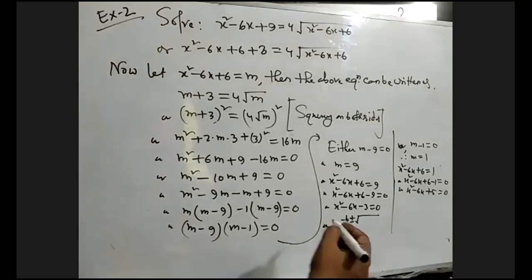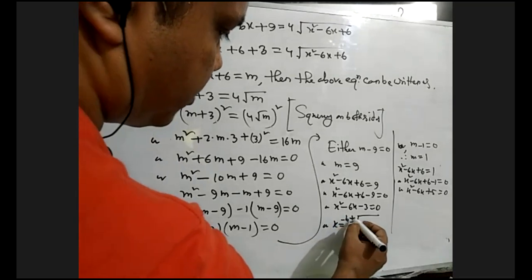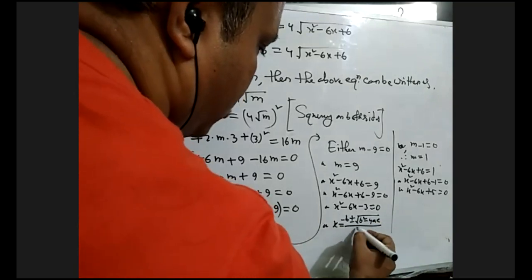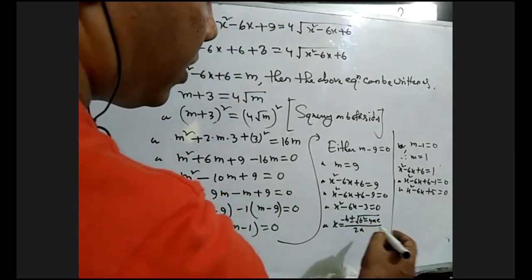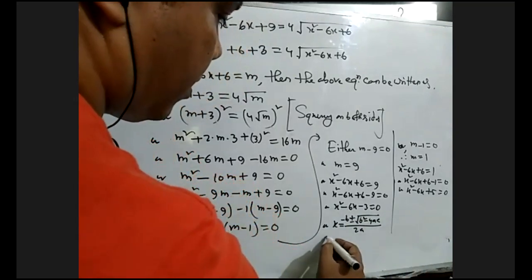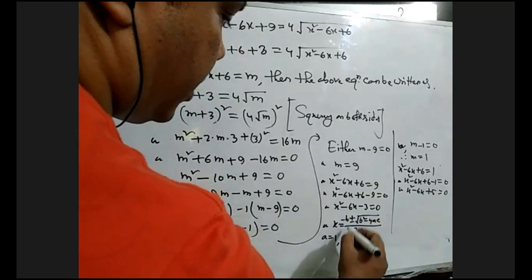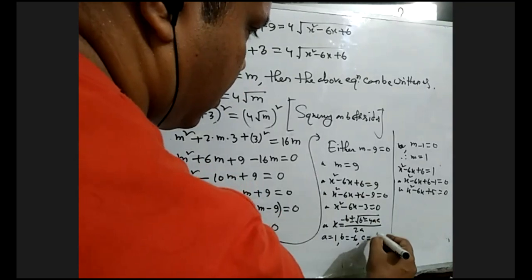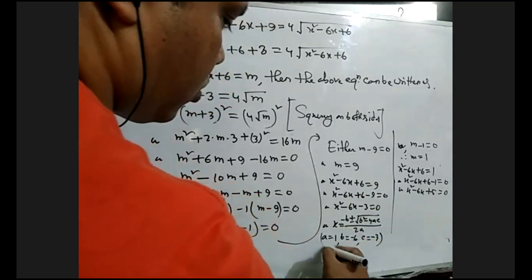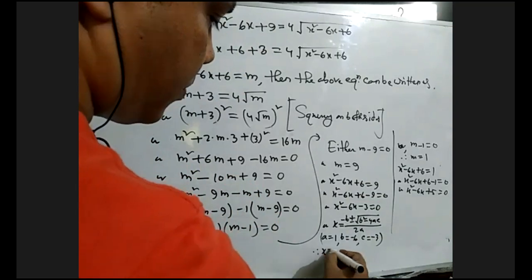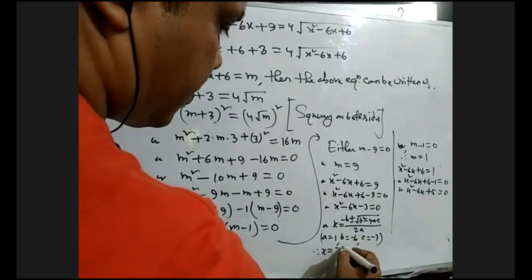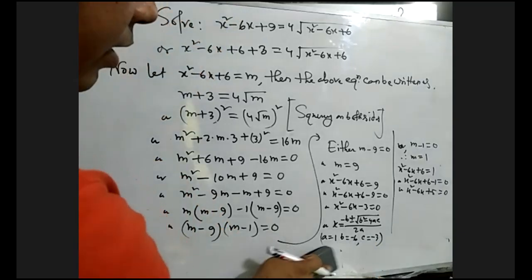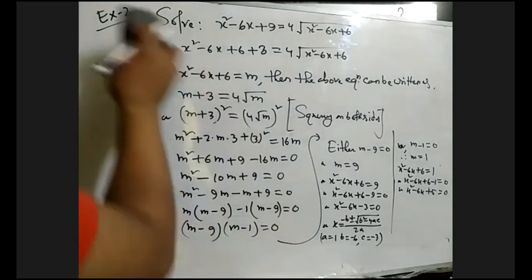Okay, so using the quadratic formula, x equals minus b plus minus square root of b square minus 4ac, divided by twice a. Here a equals 1, and b equals minus 6, and c equals minus 3. Good. So using these values, we get the value of x.